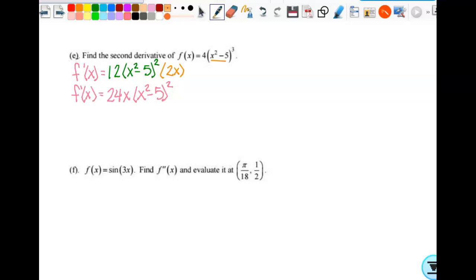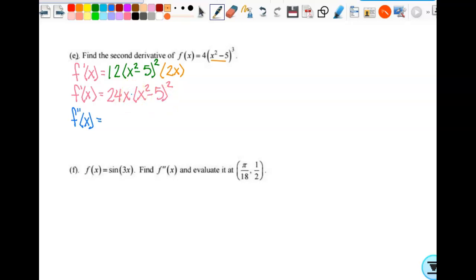Okay, we good? All right, so then I have to do the second derivative. Is this just plain old chain rule? What do I have to do here? Product rule and chain rule, right? So when I start, I want to think about what's being multiplied. This 24x is being multiplied by what I have in parentheses there.